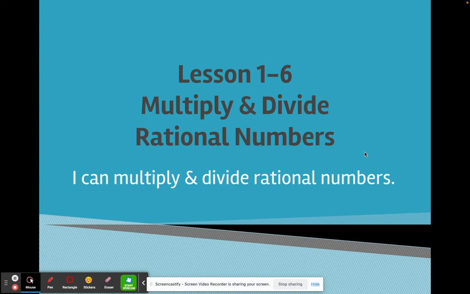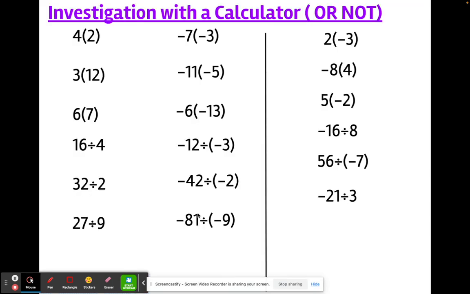Hi everyone, today we're going to talk about multiplying and dividing rational numbers. Again, this is something you've done in the past, a little bit in 6th grade and then also in 7th grade, so it should not be new to you. So let's investigate these with the calculator.